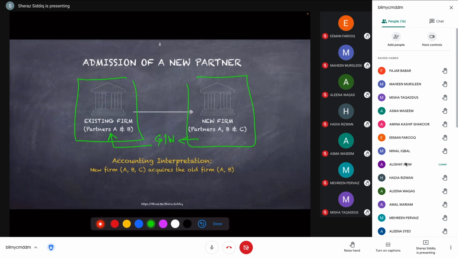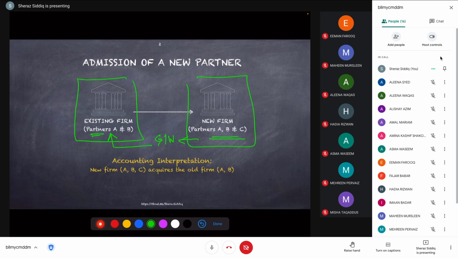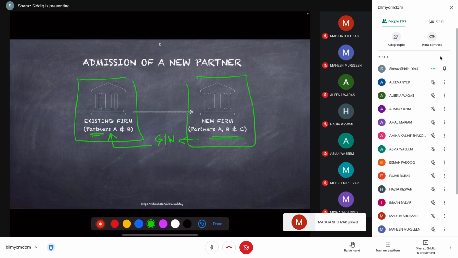So whoever owns the new firm has to pay goodwill to the old firm's owners, right? For the old firm's owners, receiving goodwill is a kind of gain, and for the new firm's owners, goodwill is a kind of cost. That is fundamentally, in essence, the accounting treatment for goodwill. So lower all the hands and we will move back to the same slide.